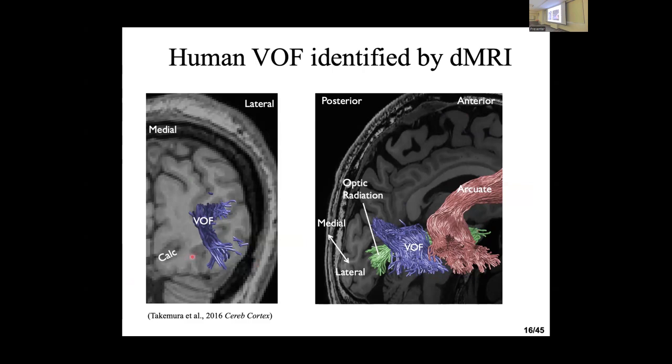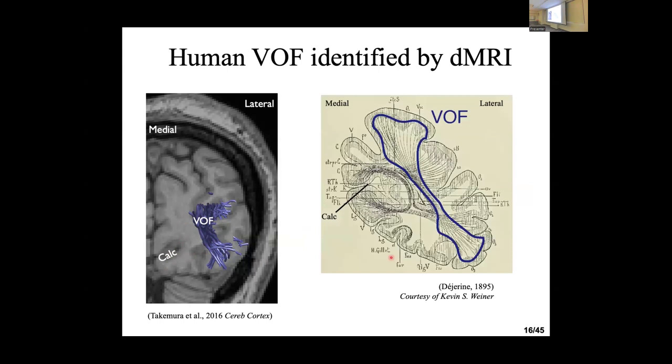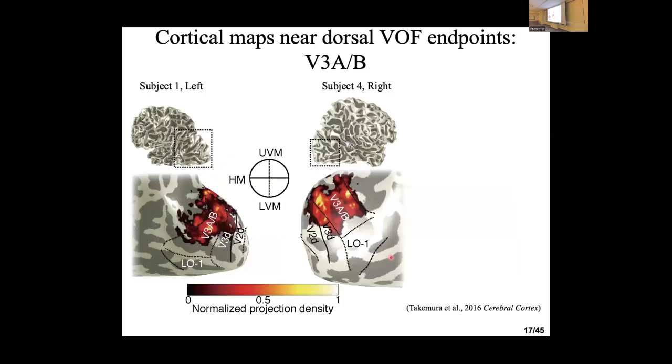This picture is a coronal section. You can see the calcarine sulcus here, and the VOF appears connecting the dorsal to the lateral ventral side. In this picture, which is a sagittal view, we can see the VOF is lateral to the optic radiation, which is the geniculocortical pathway. The arcuate fasciculus is more anterior. We can nicely replicate the older finding by Dejerine, also shown in the coronal section in their dissection figure, the connection between dorsal and lateral ventral visual cortex. But what we want to do is analyze some cortical areas near the endpoints of the VOF.